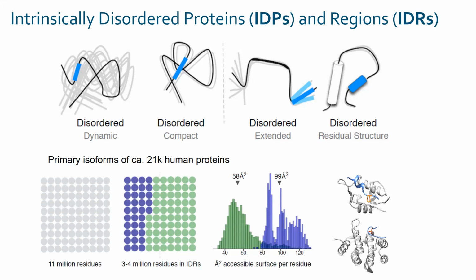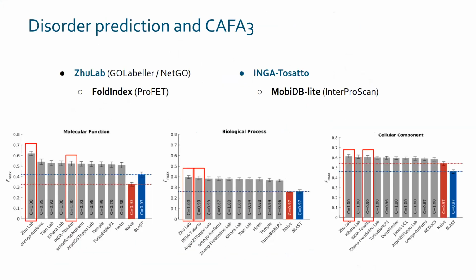Looking at the structure, these structural features are easy to detect. For example, you can measure the accessible surface area per residue, and you clearly separate what is a globular protein and what is an intrinsically disordered region. Intrinsic disorder prediction has been effectively used in CAFA3, at least. Here I've reported a couple of methods which I'm aware used disorder prediction to improve their performance.